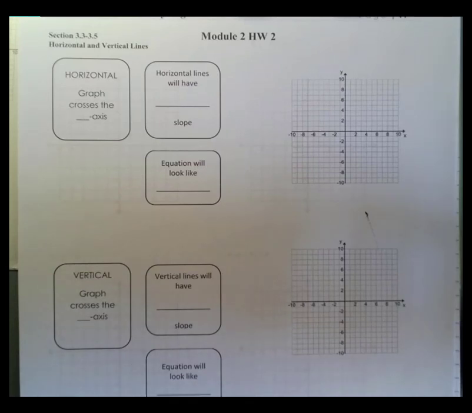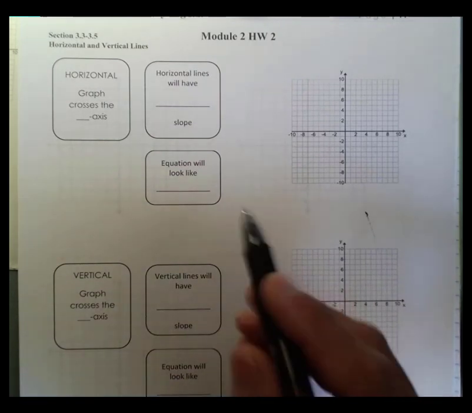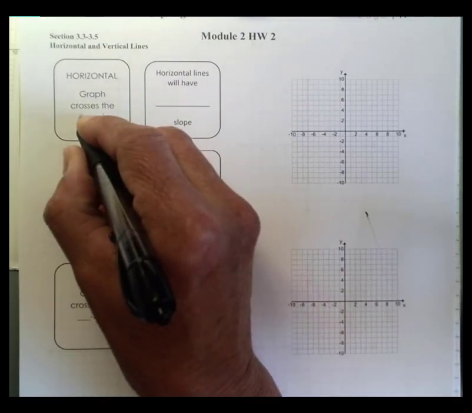So Module 2, Homework 2, we're going to work on some more graphing problems. Specifically, we're going to look at graphing horizontal and vertical lines. Now these are special lines. Horizontal lines really only cross the y-axis.